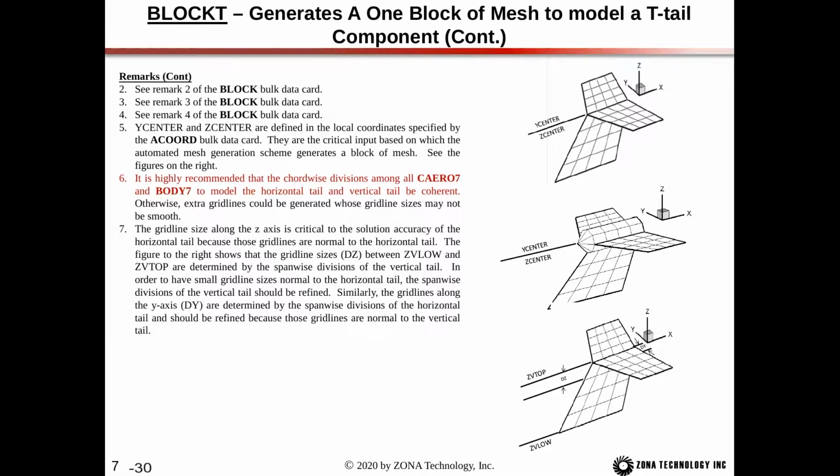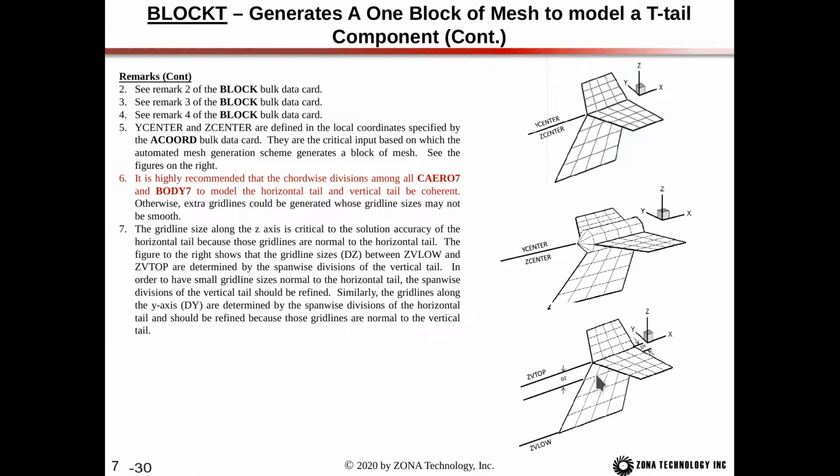Now, the grid line size along both the Z-axis and Y-axis is critical to the solution accuracy of the solver. So we have our DZ. The DZ here in a normal block 1 is only determined by the wing, the horizontal surface. So the DZ would be some factor times the reference chord. However, in the block T, the DZ is determined by the size of the panel of our vertical tail. And then the DY is determined by the size of the box of the horizontal tail.